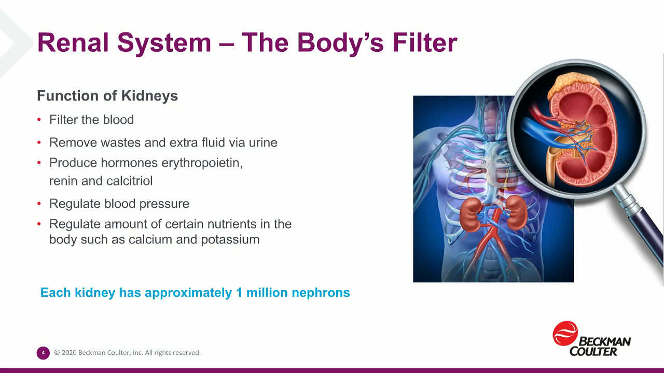They produce the hormone erythropoietin, which stimulates production of red blood cells, and produce the hormone calcitriol required for calcium regulation. The kidneys also play a key role in regulating blood pressure and maintain the body's correct balance of electrolytes such as sodium and potassium.